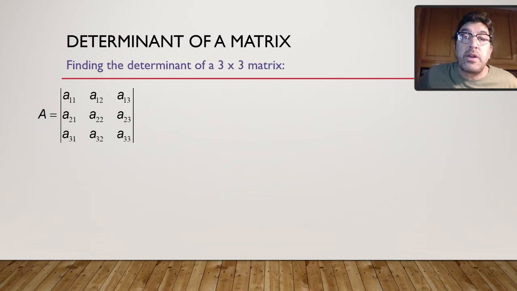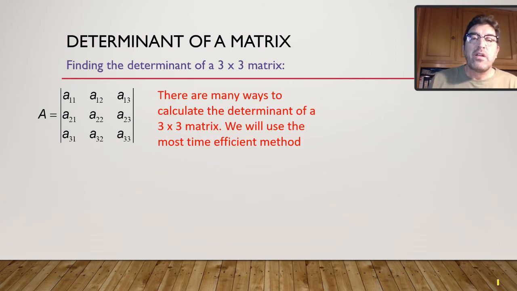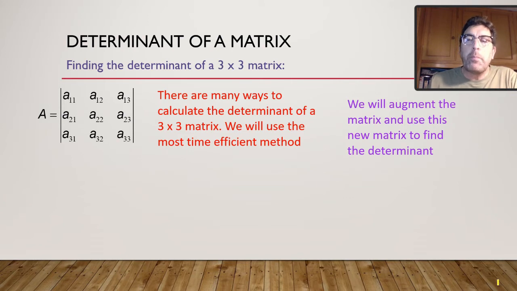Let us look at a 3 by 3 system. It's a little bit more challenging, so follow carefully what we're going to do. For the 3 by 3 system, there are many ways to calculate the determinant. We will use the most time efficient method. Now you can choose which one of the methods you find more time efficient. I like the one where we augment the matrix. Now let's see what I mean. I will augment this matrix and use the new matrix that I've formed to find the determinant.